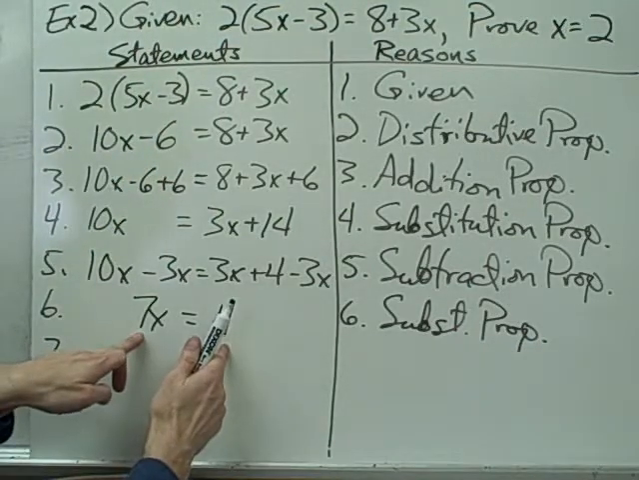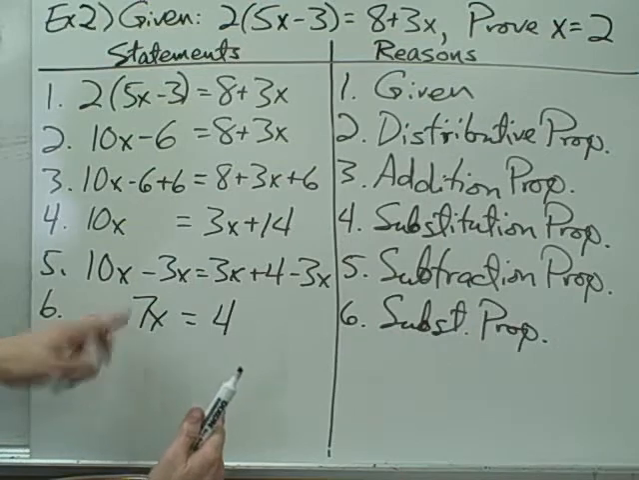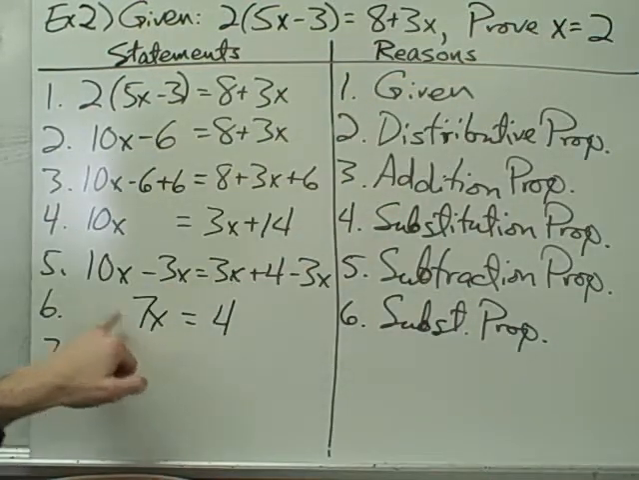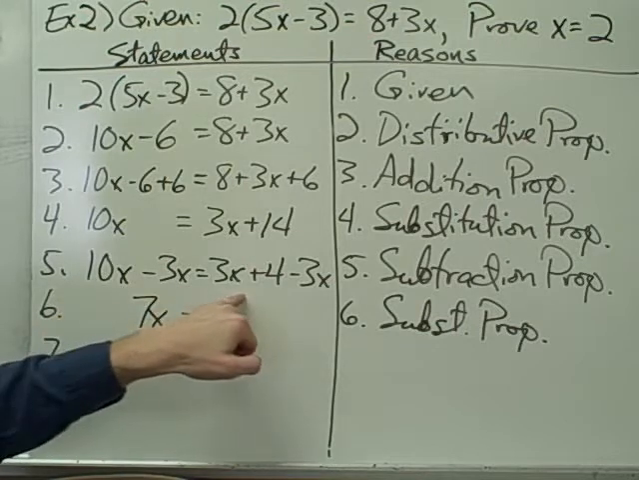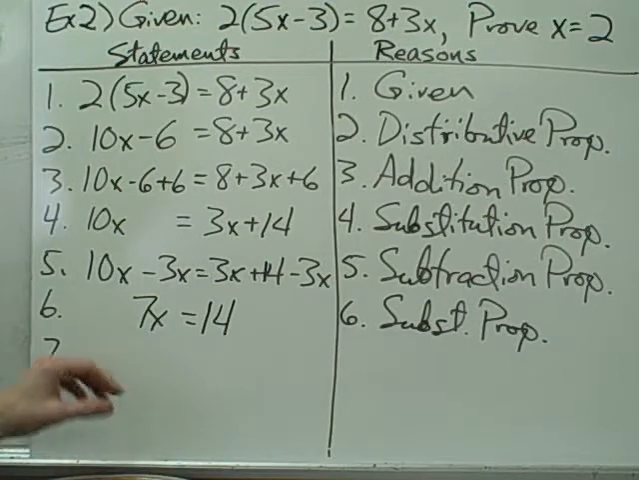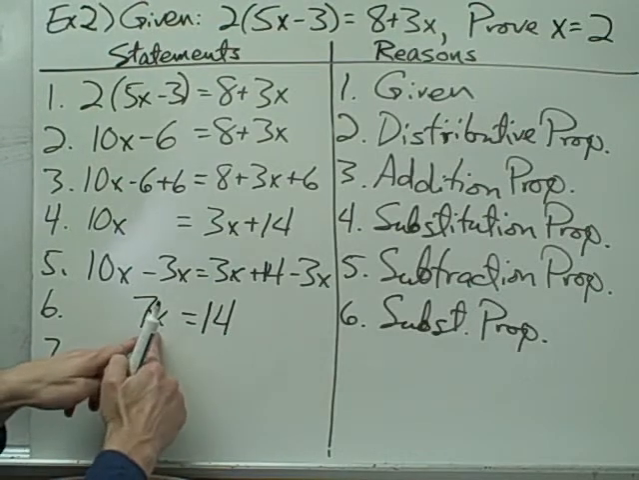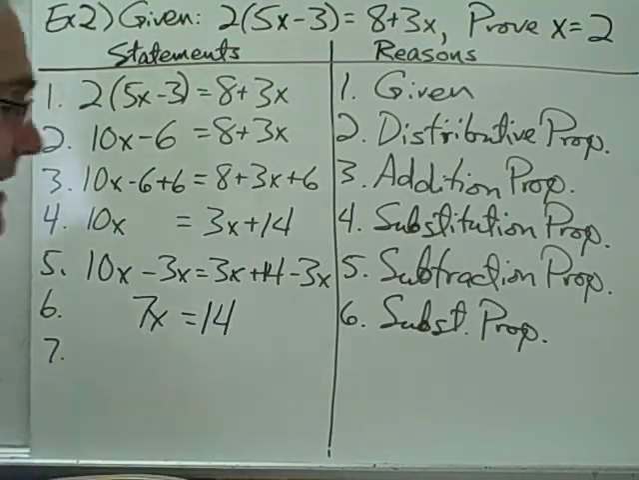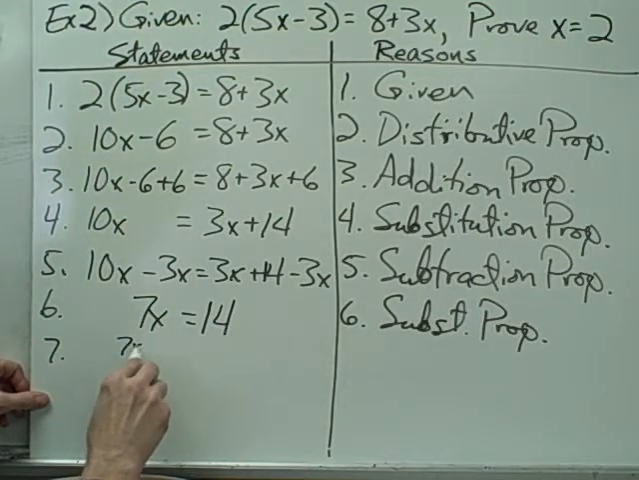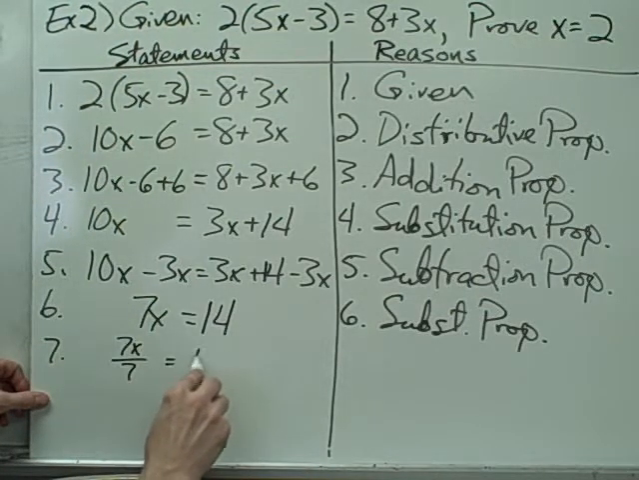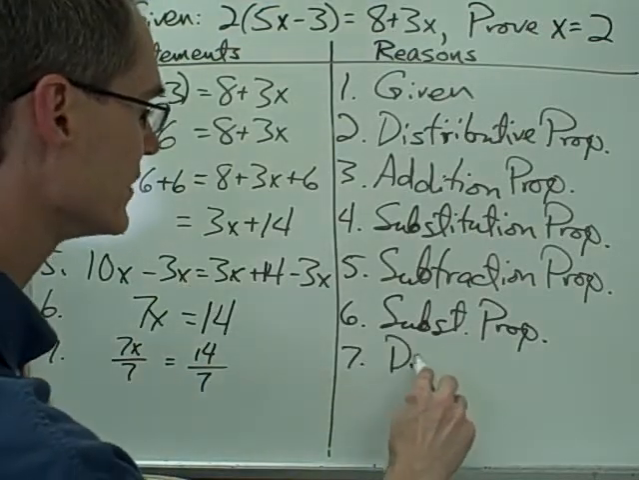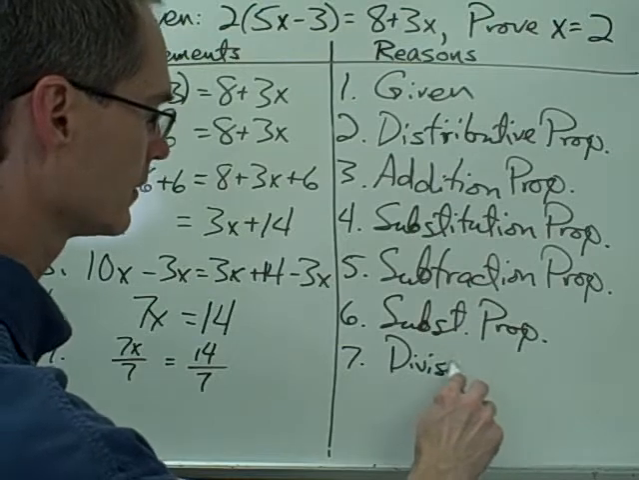And let's see, my next, and it looks like I have an error somewhere. I'm trying to prove that x equals 2, and it doesn't look like that's what I have. Oh, 14. 14, so this is 14. Okay. Now, I would like to get x by itself, which means that I need to divide both sides of my equation by 7. So, 7x divided by 7 equals 14 divided by 7. That's the division property of equality.